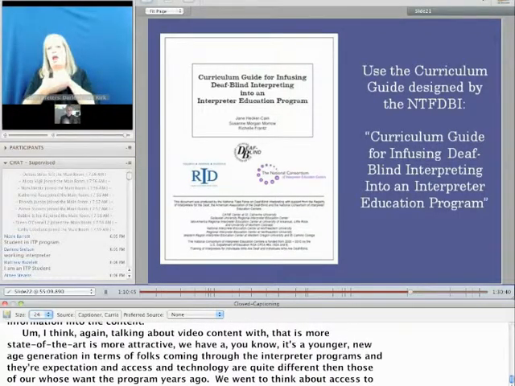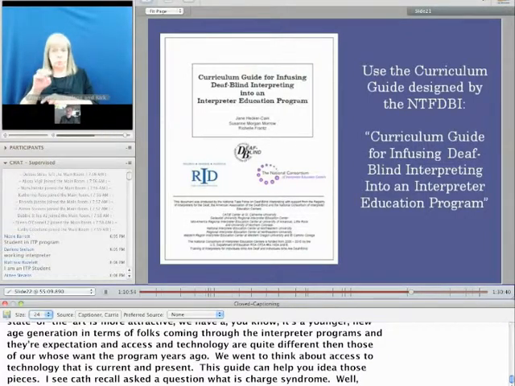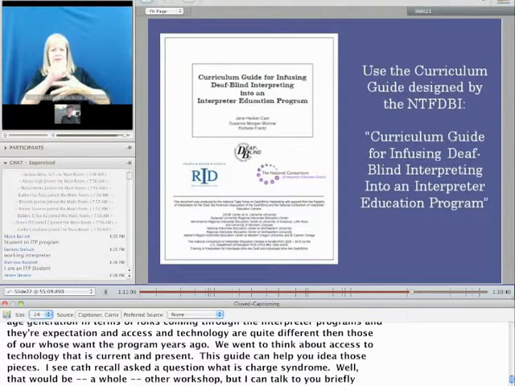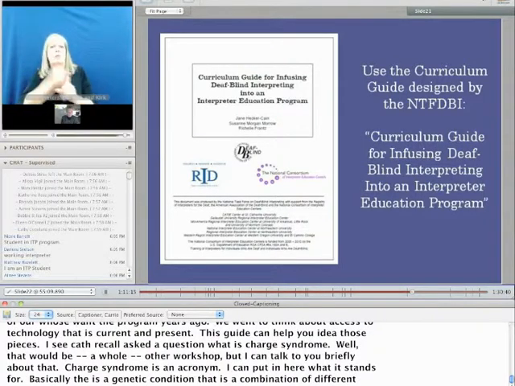I see Catherine asked a question about what CHARGE syndrome is. Well, that would be a whole other workshop, but I can talk to you briefly about that. CHARGE syndrome is an acronym, and I can put in here what each of those letters stand for. Basically, it's a genetic condition that is a combination of different aspects that are impacted. And I'm going to type it because it is complicated.